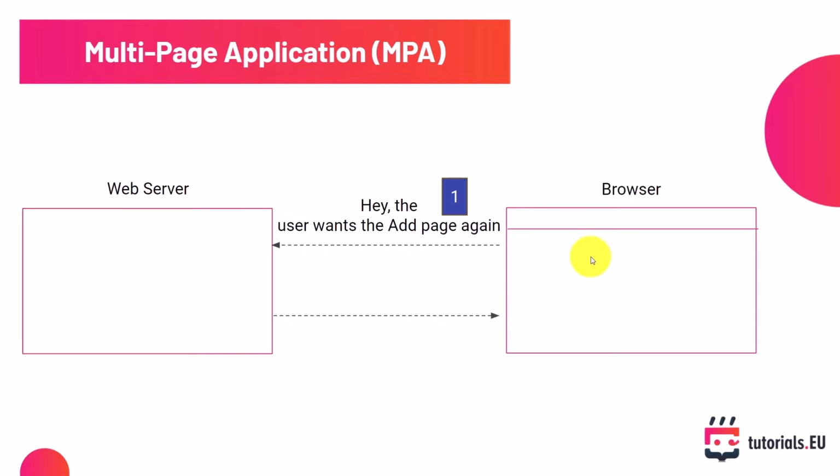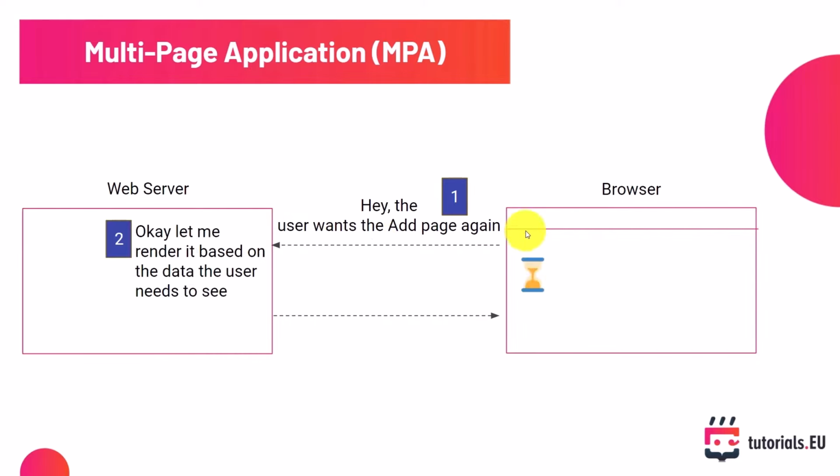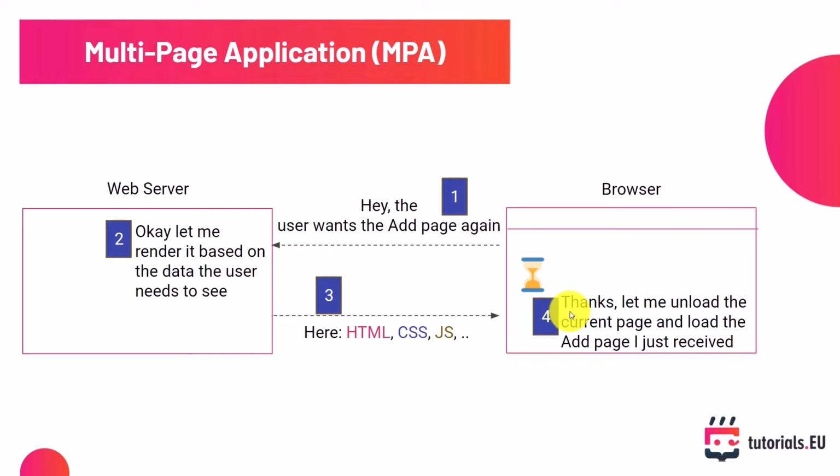So whenever a user wants to see a page, he sends a request to the server. The server then puts the data the user needs into a web page and renders it as HTML, including CSS and JavaScript to make it interpretable by the browser. Afterwards, the server returns the rendered page to the browser of the client. Now, the browser unloads the currently loaded page, so the existing one, and loads the new and fresh received one to display to the user.